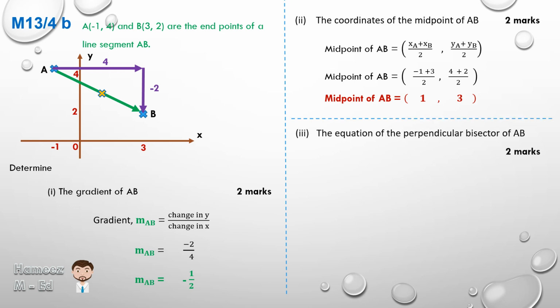Part 3, the equation of the perpendicular bisector of AB. It's a line which is running at 90 degrees to the line AB.